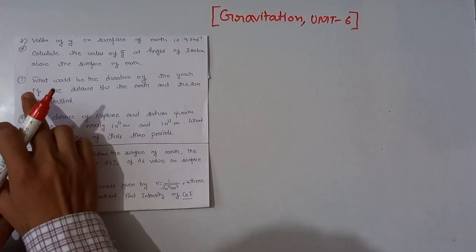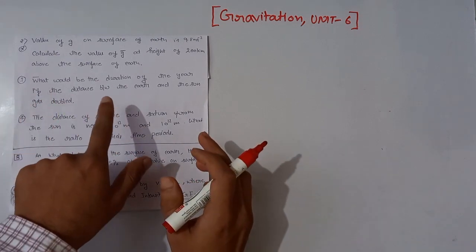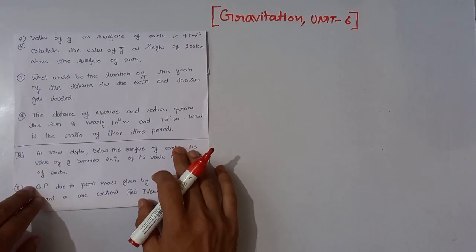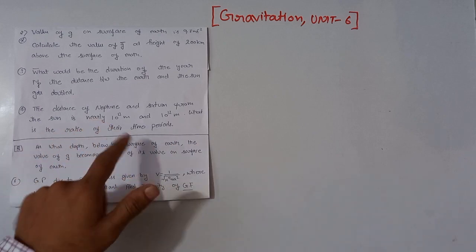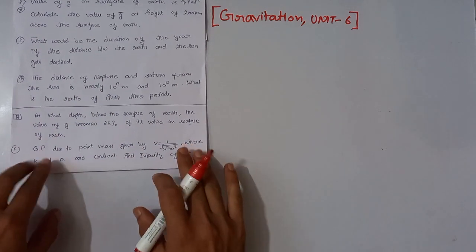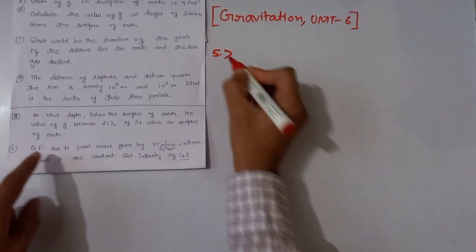Our numerical number 3, we already discussed in our previous video, and the fourth numerical was also discussed in our previous video. So our next numerical is numerical number 5.